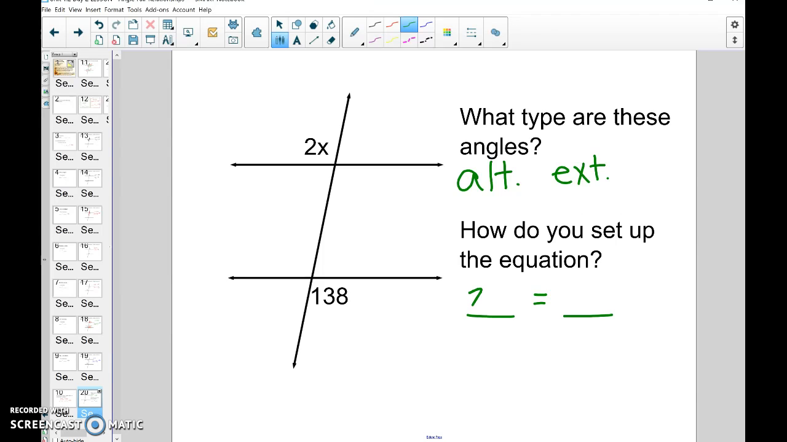One of our angles is 2x. The other angle is 138. They're congruent, which means I just set them equal to each other. Now we're going to actually solve the equation. So this is where our algebra skills come in.